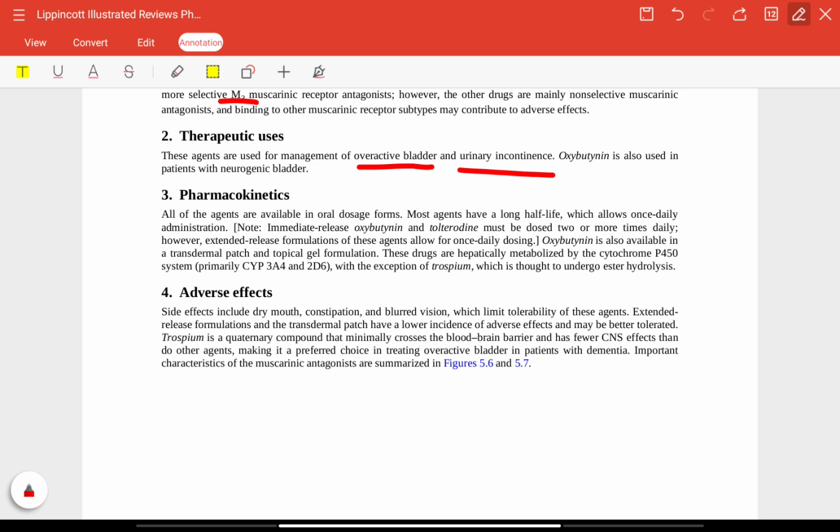Pharmacokinetics: available in oral dosage form, with a long half-life, so it is used only once daily. Oxybutynin is also used as a transdermal patch and topical gel formulation. All of these are hepatically metabolized by cytochrome P450, so these drugs will be affected by inducers or inhibitors. Adverse effects are dry mouth, constipation, blurred vision.